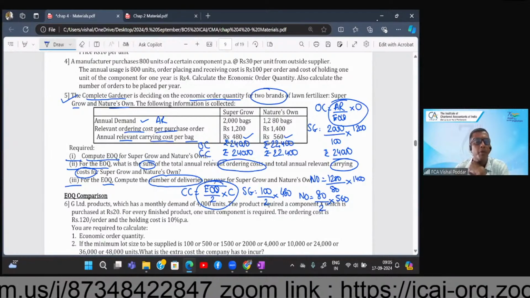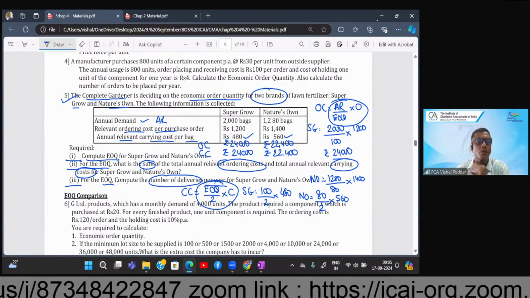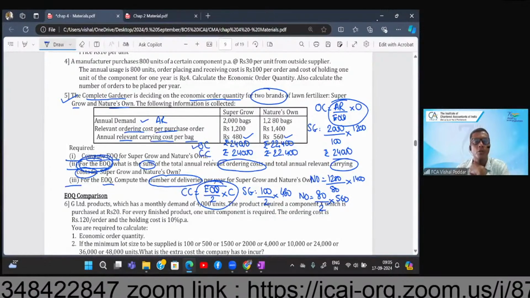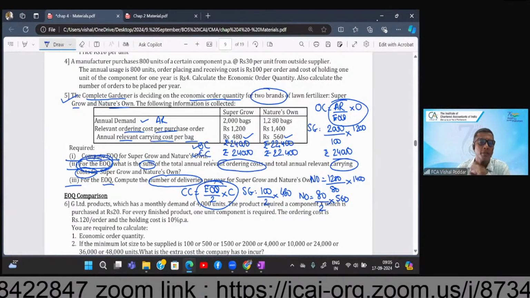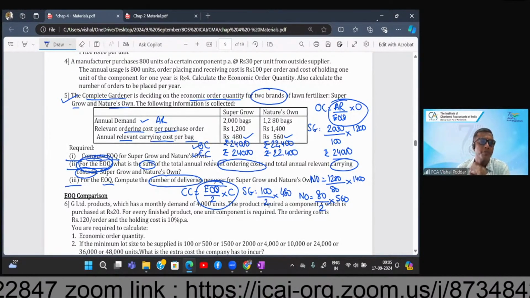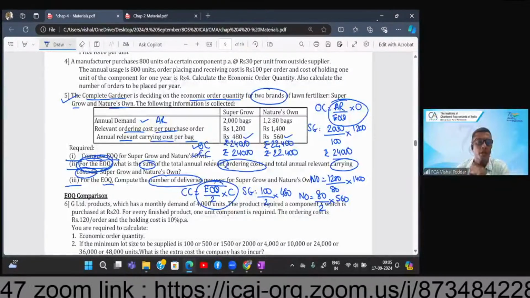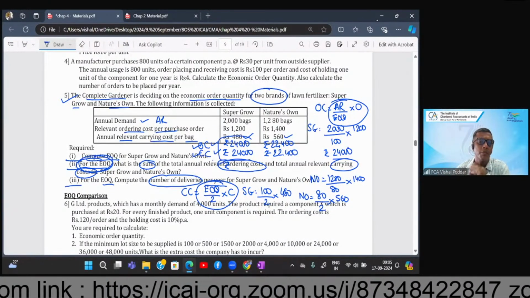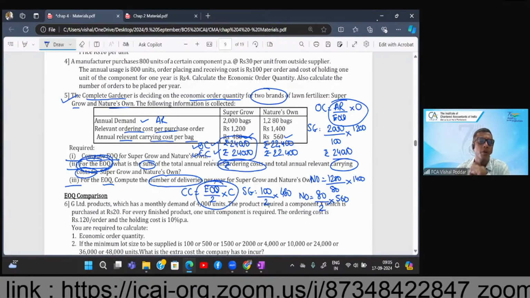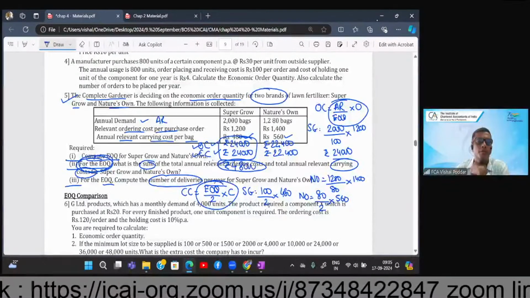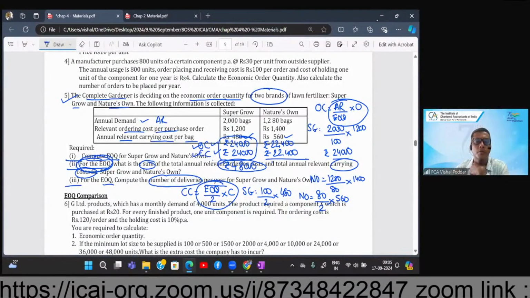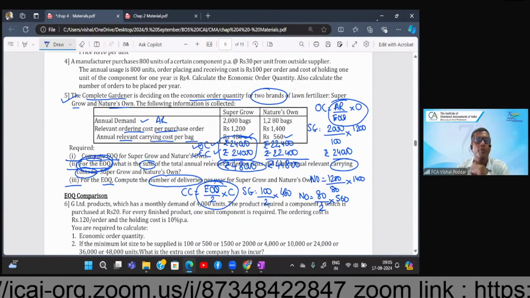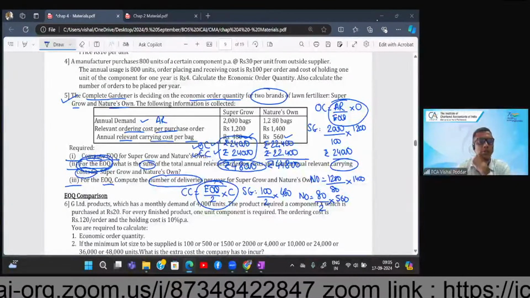In fact, remember one thing, we are computing these costs at EOQ only. Since we are computing these costs at EOQ, both ordering and carrying cost have to be equal. And you can see even from the figures, your ordering cost and carrying cost are the same. Why? Because we are computing this cost at EOQ level. I hope you all have understood this working.